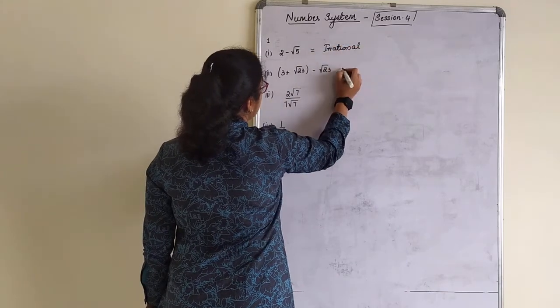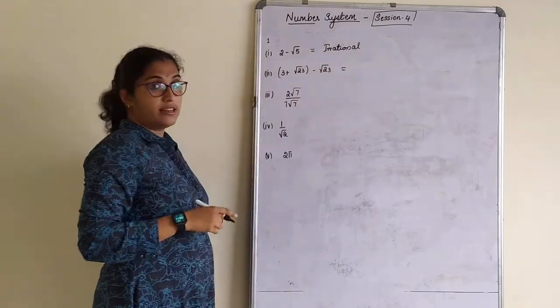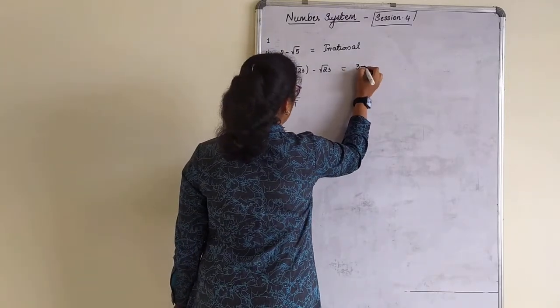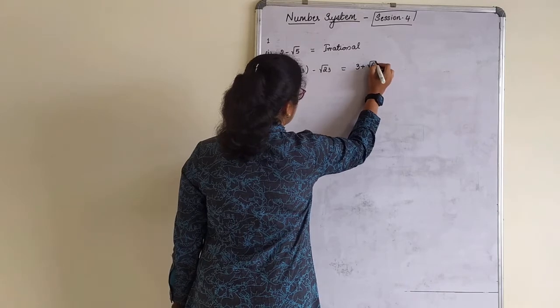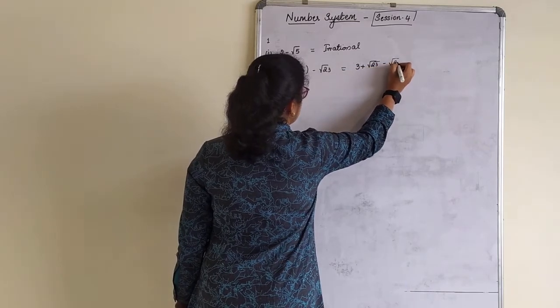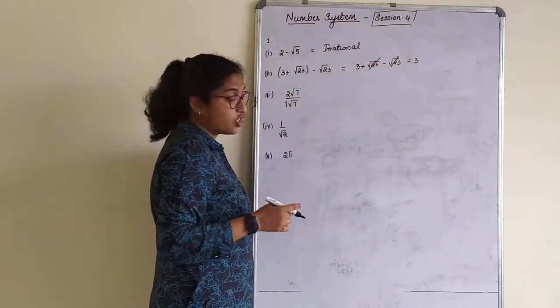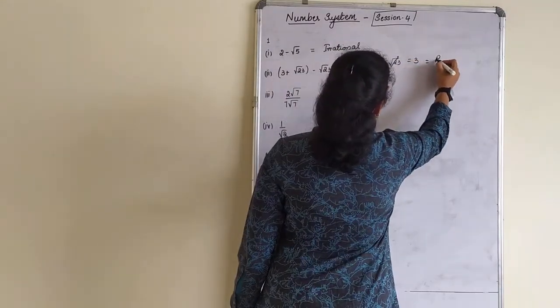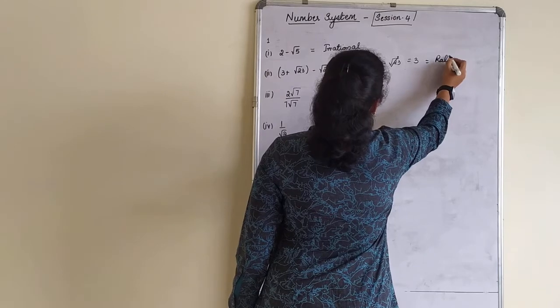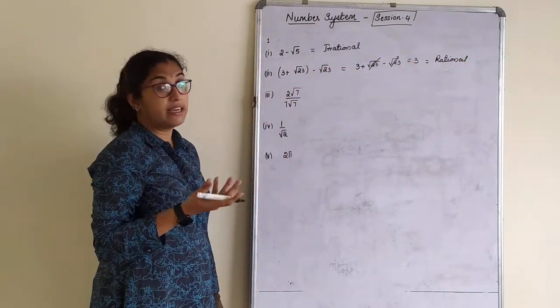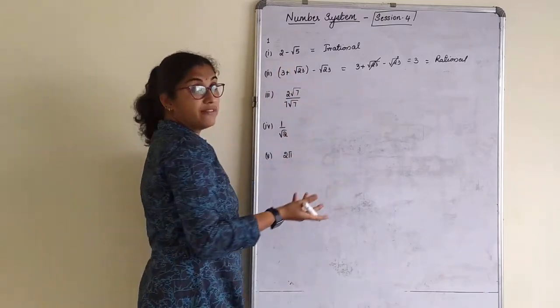Okay. What about this? Any irrational number added or subtracted with that. But if you open the bracket, what will you get? Root 23 minus root 23. What's the answer? 3. Is 3 rational or irrational? It is rational. Yeah, but here I told irrational. That's only one irrational number I have. I can't do anything with it because root 5 is irrational.